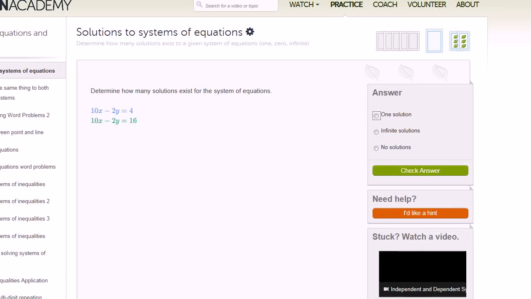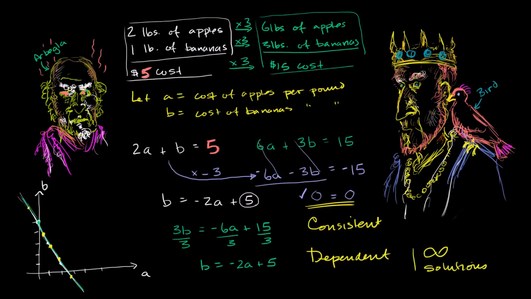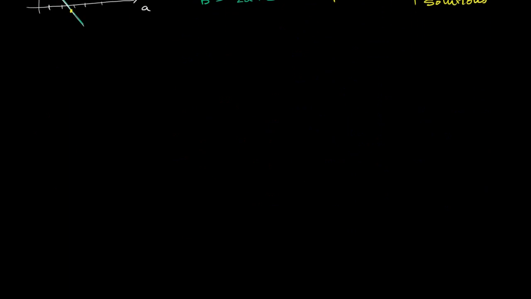So that we don't get stumped by the arbeglas in our life, and especially when we don't have talking birds to help us, we should be able to identify when things get a little bit weird with our systems of equations, when we have scenarios that have an infinite number of solutions or that have no solutions at all. And just as a little bit of a review of what could happen, think about the three scenarios.